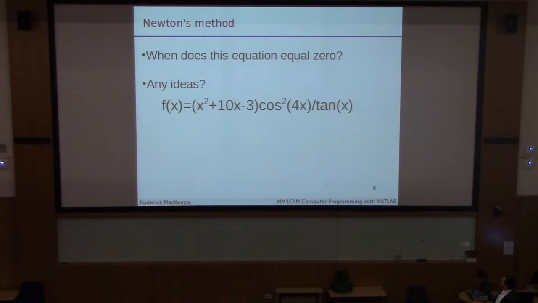So, when does this equation equal 0? Don't know, right? No idea. I mean, if we're trying to be clever, we might try and figure out when cos was 0 or when tan was infinite. But to be honest, I've got no idea what the roots of this equation are. But this method, Newton's method, will be able to solve equations like this, just like that, without any problems at all. So let's have a go at that.